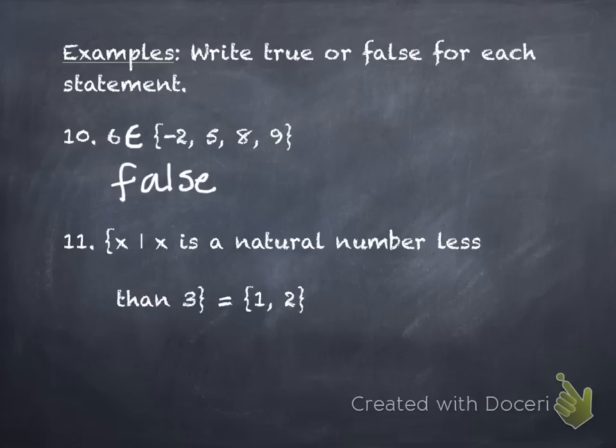Now, on number 11, we've got x such that x is a natural number less than 3. Well, natural numbers are the numbers that are our counting numbers. They start at 1, 2, 3, and so forth. So we can start our natural numbers less than 3 at the number 1, and we would include the number 1 and the number 2. There are no other natural numbers that are less than 3. So that description on the left is in fact equal to the listing method of the right-hand side. And this would be a true statement.